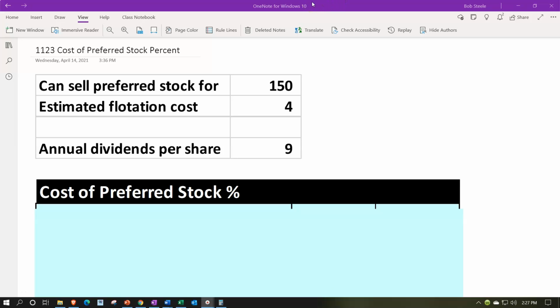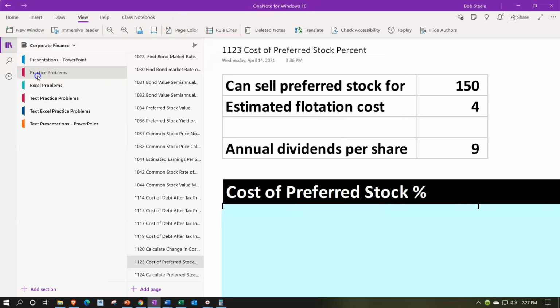If you have access to OneNote and would like to follow along, you're not required to, but if you would like to, we're going to be in the icon on the left-hand side in the practice problems down in the 1123 cost of preferred stock percent tab.